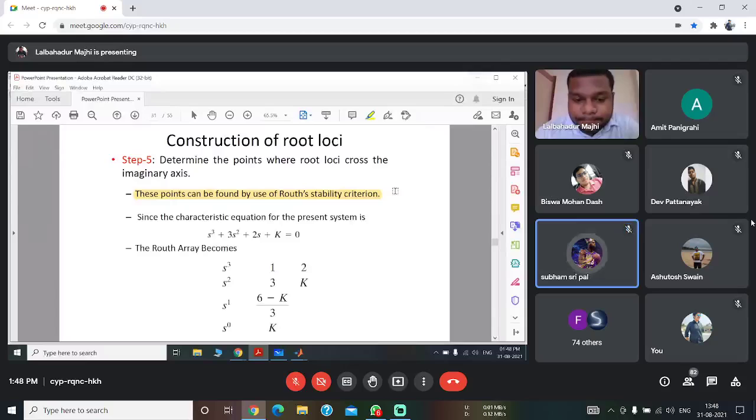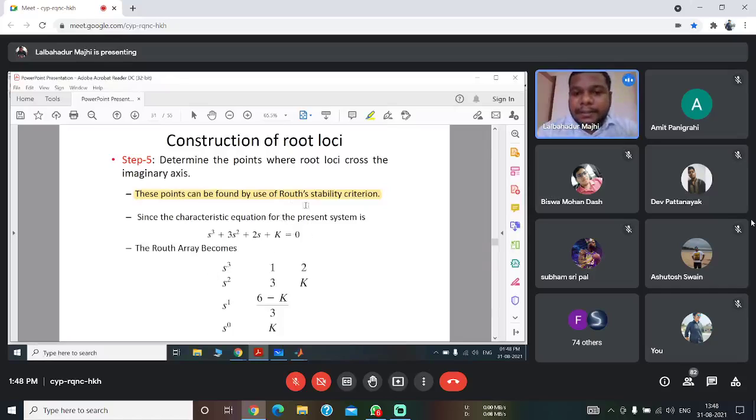Row of zeros. Row of zeros, right? If we get a row of zeros, then that will be marginally stable. Marginally stable means our roots lie on the imaginary axis. Clear? So we have to make this a marginally stable system, and then we can determine at which point these roots will be on the j omega axis.